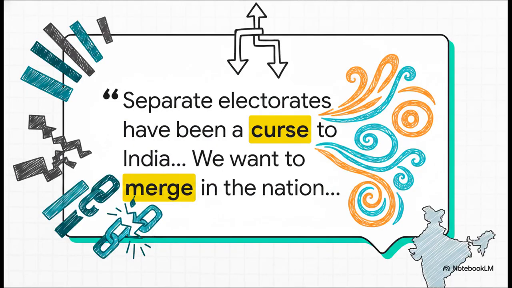Now, you might be thinking, why do it this way? Why not just have separate voting lists for different communities, something the British had introduced? Well, this quote from the debates when the Constitution was being written says it all. The founders completely rejected that idea. They felt it was divisive, that it was a curse that would break the country apart. They wanted a system that brought people together, not one that separated them.